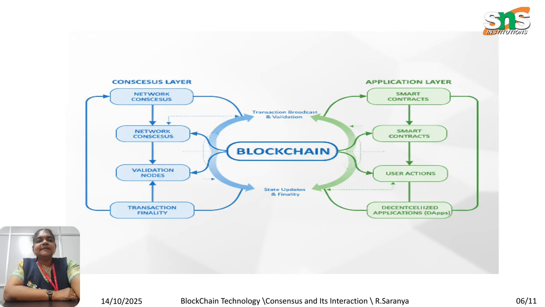This is a simple diagrammatic view of how the consensus layer and application layer work. In the application layer, the smart contract part is taken into consideration along with the decentralized application methodology, DApps. The consensus layer takes care of network transaction finalization and validation of the nodes. Once the nodes are validated, the transaction finalization takes place in this particular layer.